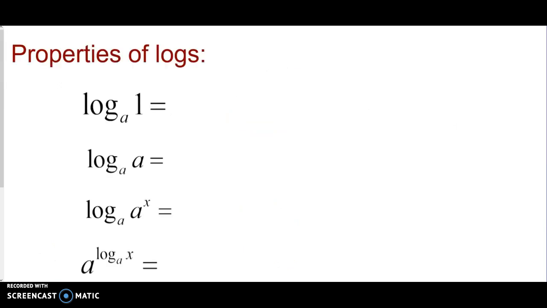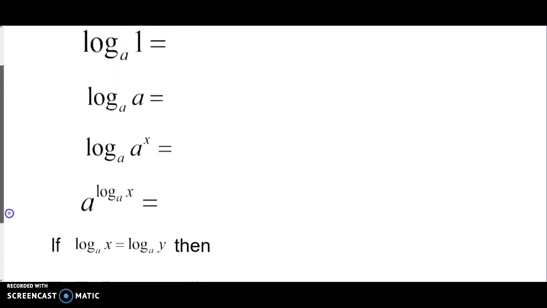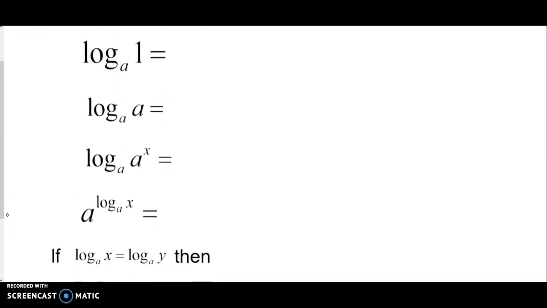Here are some properties of logs, just as a review. So what I'd like you guys to do is see what you can remember. Fill in the blanks here and see if you remember your properties, okay? And then we'll unpause and check. Go ahead.